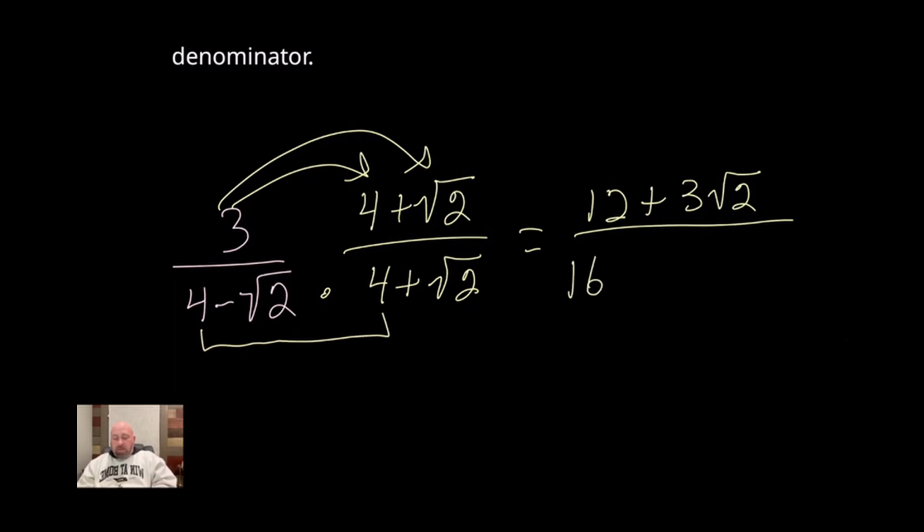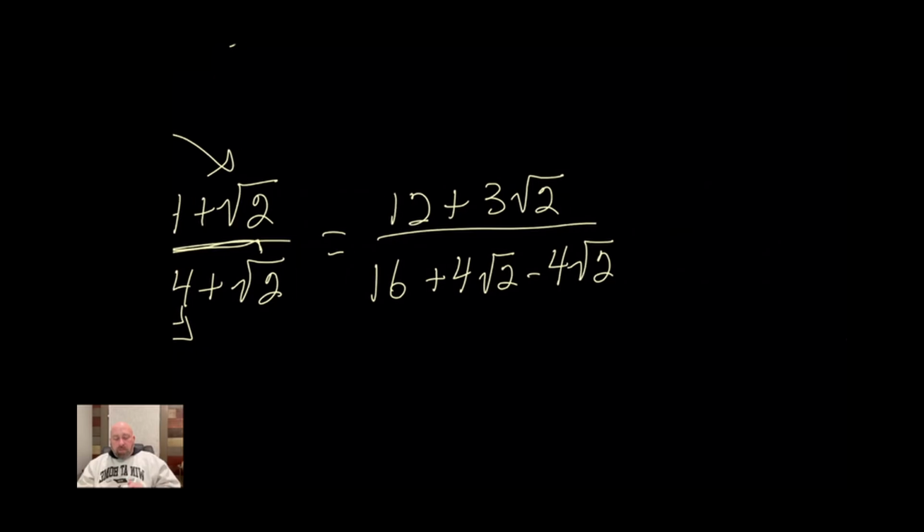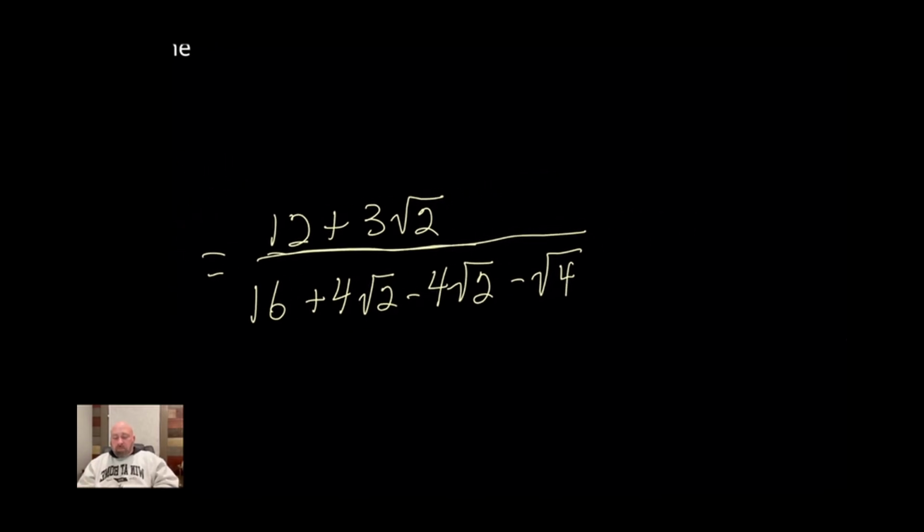And then I'm going to do the outers, all right? And that's going to give me a plus 4 square root of 2. And then I'm going to do the inners, and that's going to give me a minus 4 square root of 2. And then I'm going to do the last. So that's going to give me a negative square root of 4 minus the square root of 4. Okay, and so we'll extend this.